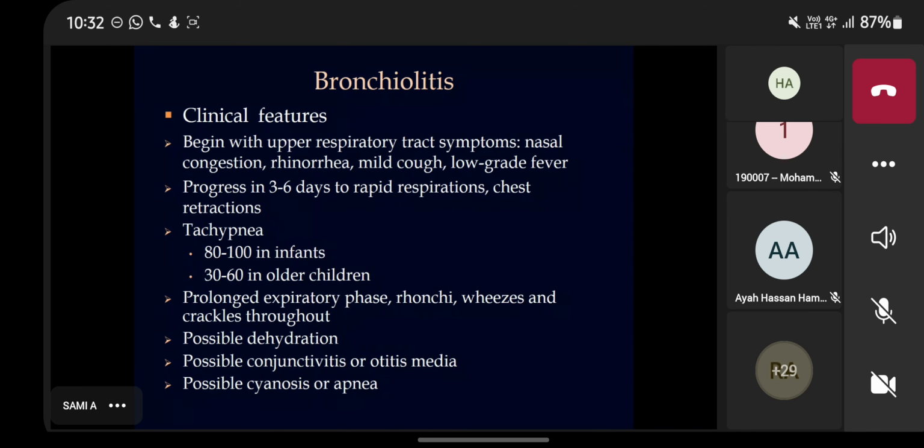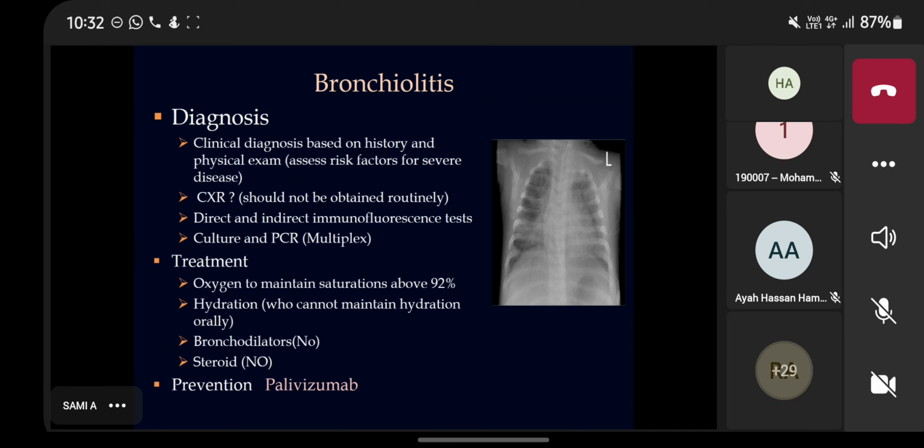Now, the clinical feature, the typical presentation: you have an infant who initially developed an upper respiratory tract infection. However, symptoms progress over 3 to 6 days. He develops respiratory distress manifested by prolonged tachypnea. When you examine the child, you will hear bilateral expiratory wheezing. These infants are at risk of dehydration. They usually have poor oral intake. Sometimes they may have another focus. And the small infant may actually present with apnea and cyanosis.